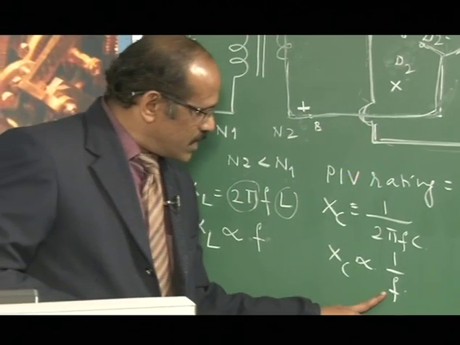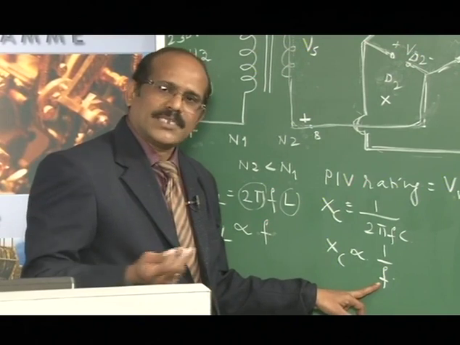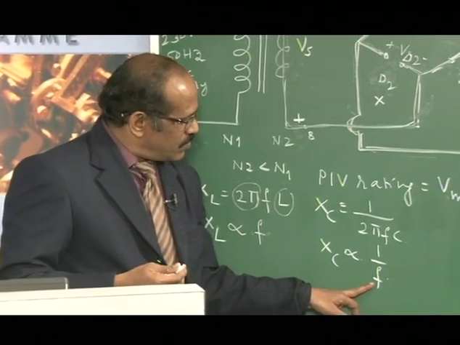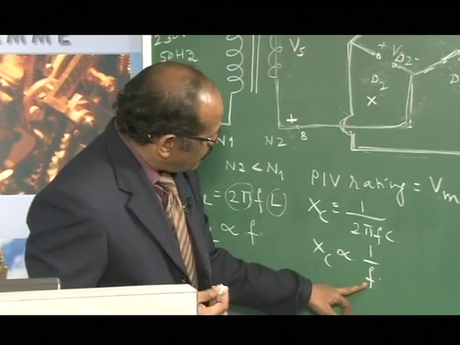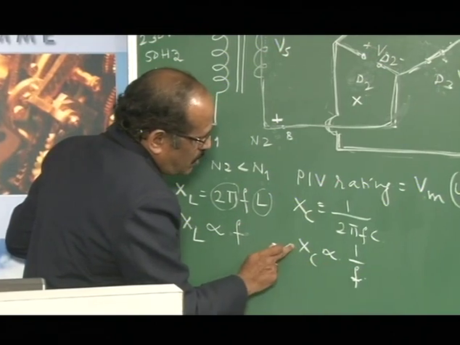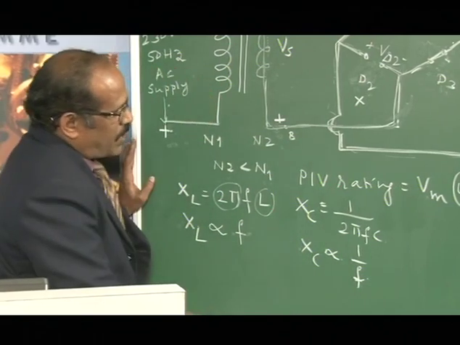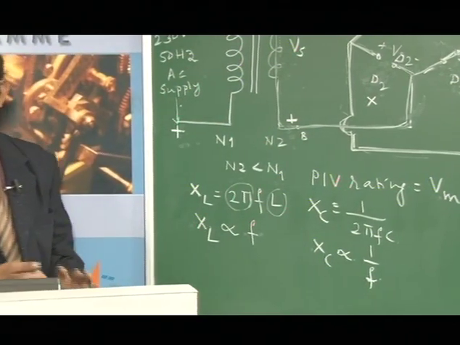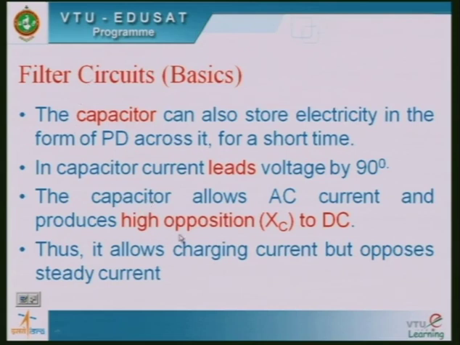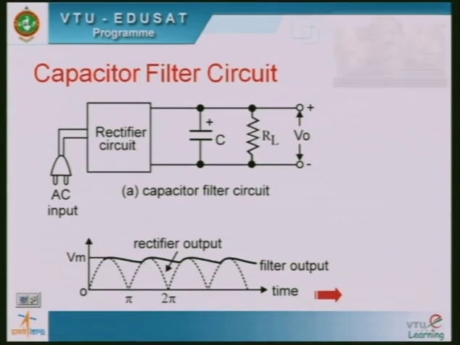Now AC voltage has a higher frequency compared to DC. The frequency of DC, as you know, is 0, whereas naturally the frequency of the AC signal is more. Correspondingly, the opposition to the AC by the capacitor is less compared to DC. Therefore we can say that the capacitor allows the charging current but opposes the steady current. Now let us see the capacitor filter circuit.